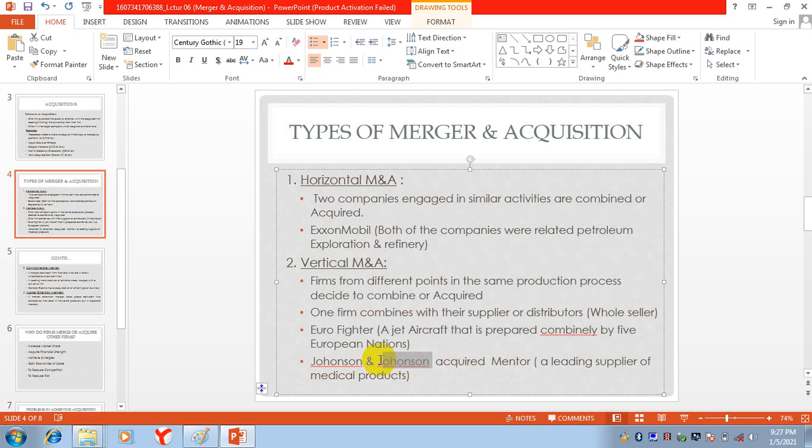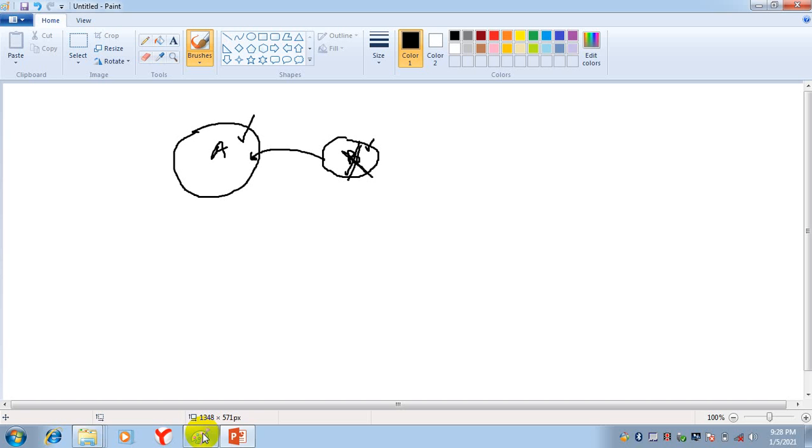Johnson & Johnson is a medicine company, and they purchased what? They acquired Mentor, and Mentor is a leading supplier of medical products. So Mentor is a leading supplier of medical products. They are making medicines, and Mentor is the supplier of medical products. So both of them combine. Now keep in mind one thing.